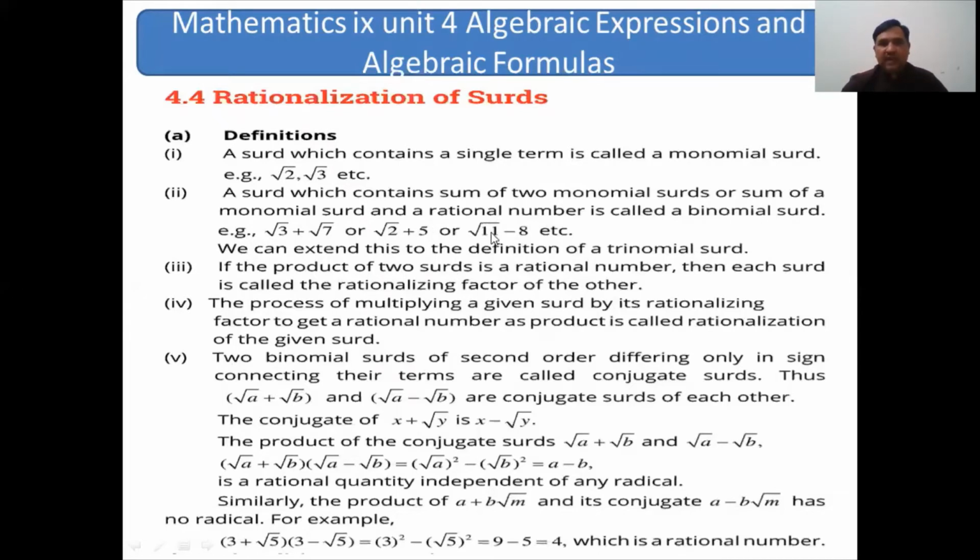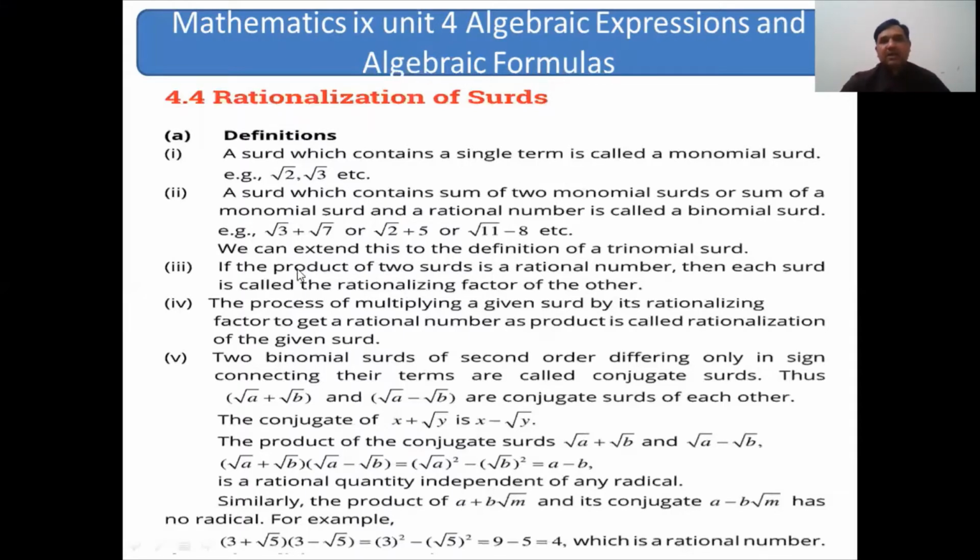Here this is square root of 11. This is a monomial surd, and 8 is a rational number, and square root of 11 minus 8 is a binomial surd. We can extend this definition to trinomial surds. If we add another monomial or another rational number to these surds, we have a trinomial surd. So if I write square root of 3 plus square root of 7 plus 2, that will be a trinomial surd.